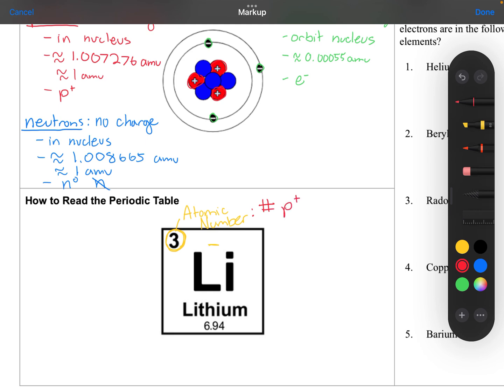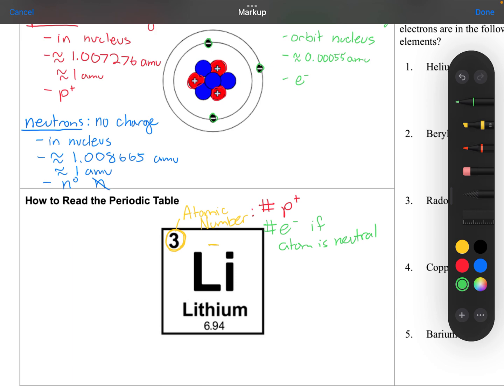Always. Lithium always has 3 protons. Beryllium always has 4 protons, so on and so forth. But the atomic number also tells you the number of electrons if and only if that atom is neutral. By that I mean the atom is not in an ionic state, which is something I'll talk about later. Basically, when our protons and our electrons match each other.